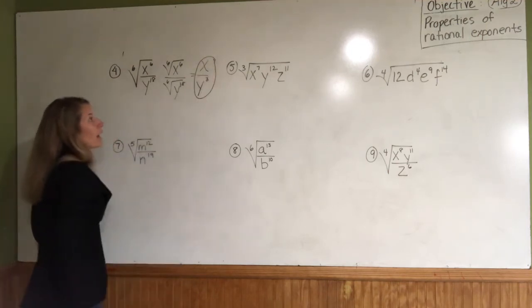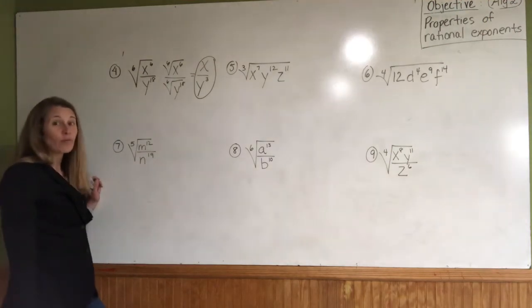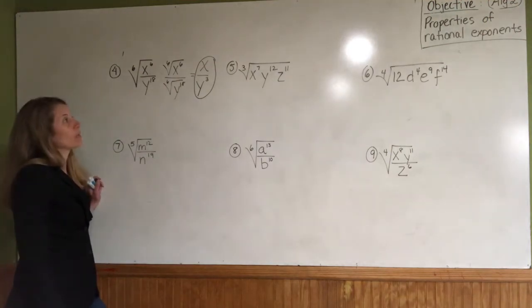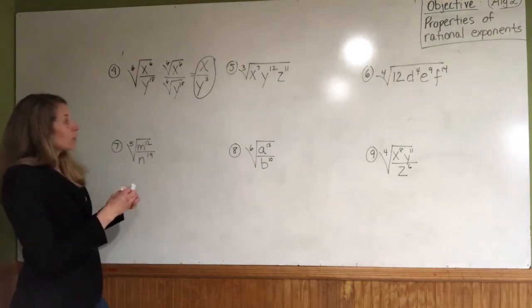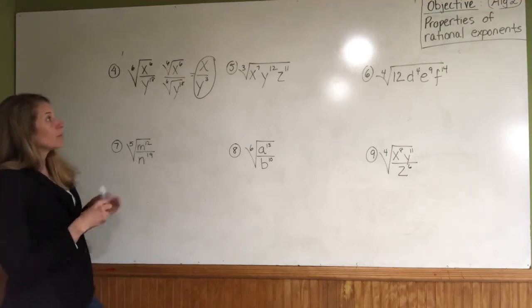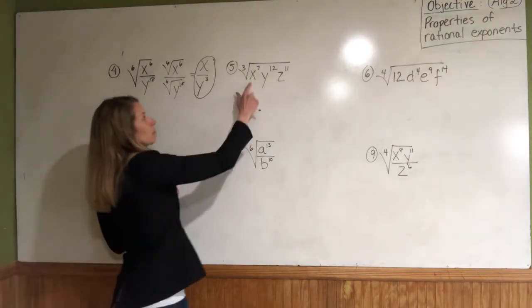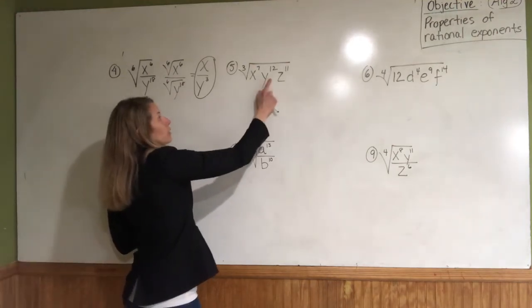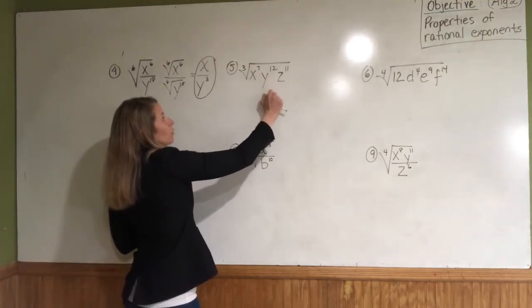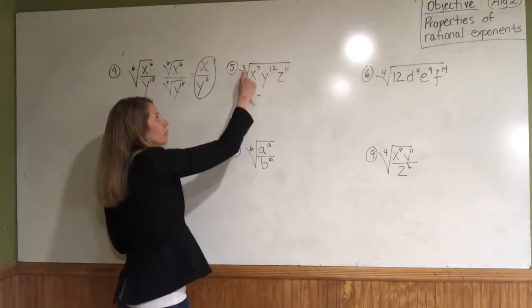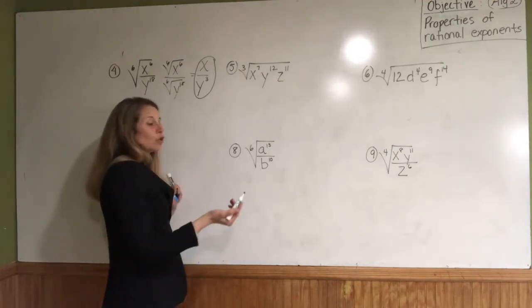I no longer have a radical in the denominator, so I don't have to worry about rationalizing it or anything along those lines. So number 5 is a little bit different, because this time we have 3 different numbers in here. So we have the 7 on the x, the 12 on the y, the 11 on the z, but not all of them are divisible by 3. So that's going to create a new challenge.